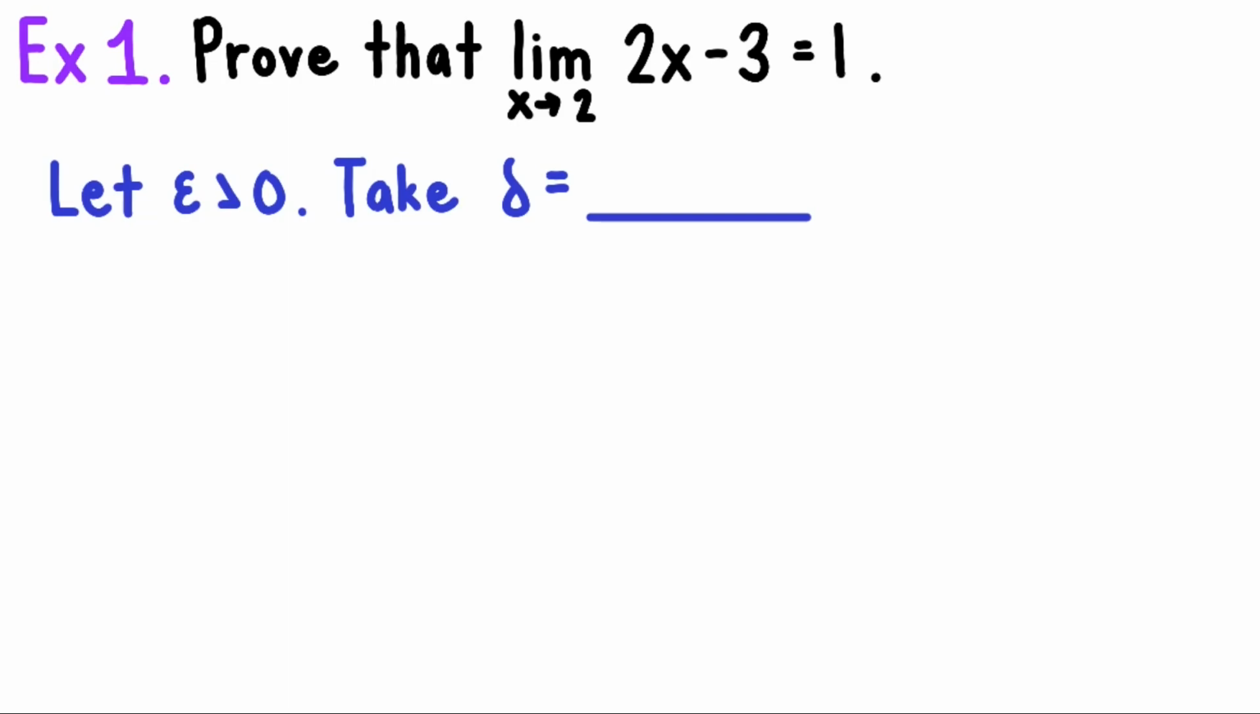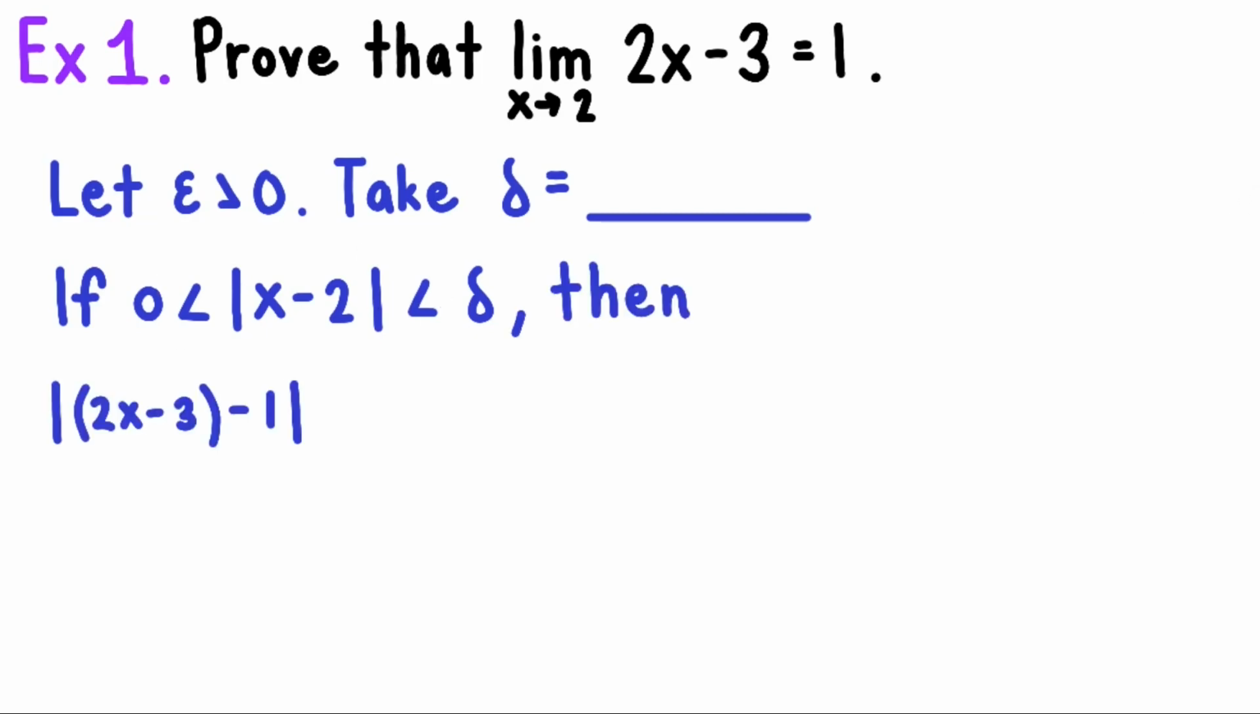After that, we mention that the absolute value of x minus 2 is between 0 and delta. So in this case, we have x minus 2, which is the x minus a part of the definition, since x approaches 2. Such that if this is the case, then we have the absolute value of 2x minus 3 minus 1, the absolute value of f of x minus L, is less than epsilon. So our goal is to make this less than epsilon.